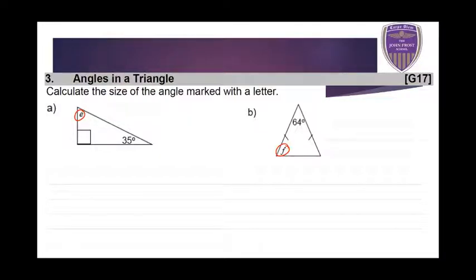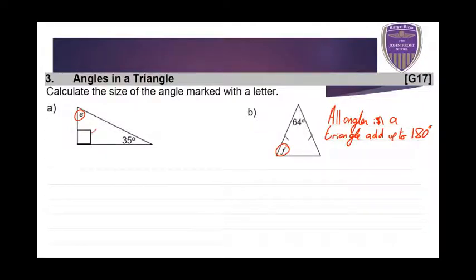So hopefully you remembered, if you didn't know this, all angles in a triangle add up to 180 degrees, okay? So all angles in a triangle add up to 180 degrees.